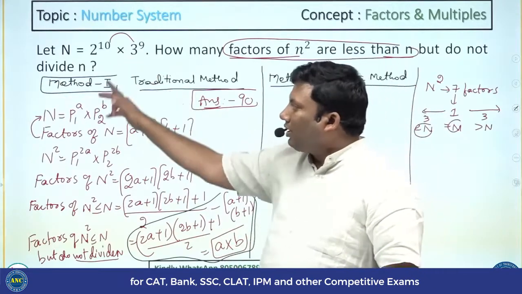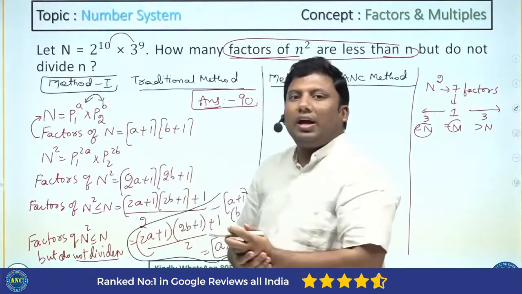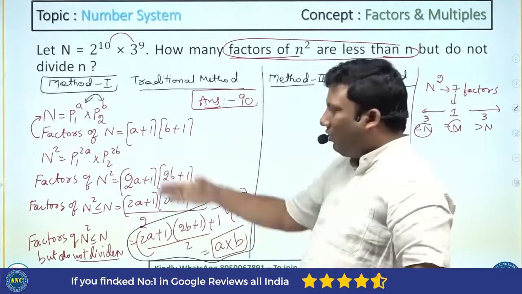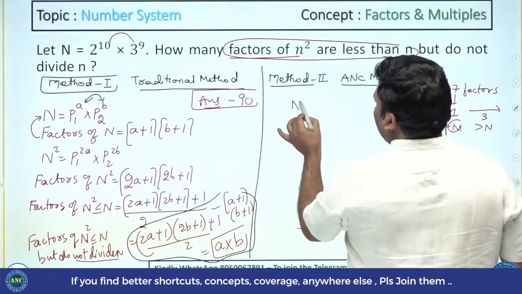A into b. What are a and b? A and b are the powers. This is one way, the mathematical way. Logically we will solve now. See here, sir.